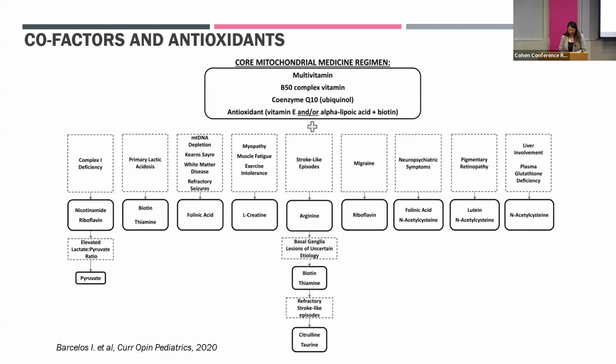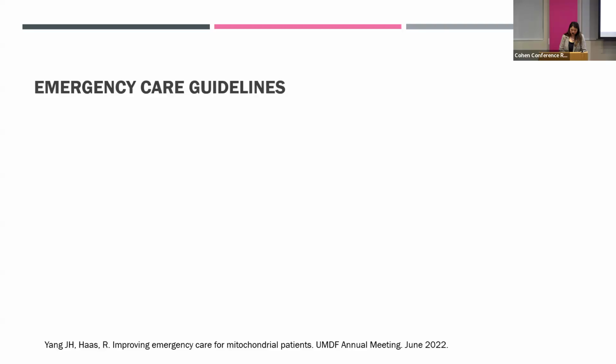All right, so the middle is stroke-like episodes, probably like the MELAS phenotype. So we give arginine and biotin, thiamine, and citrulline.